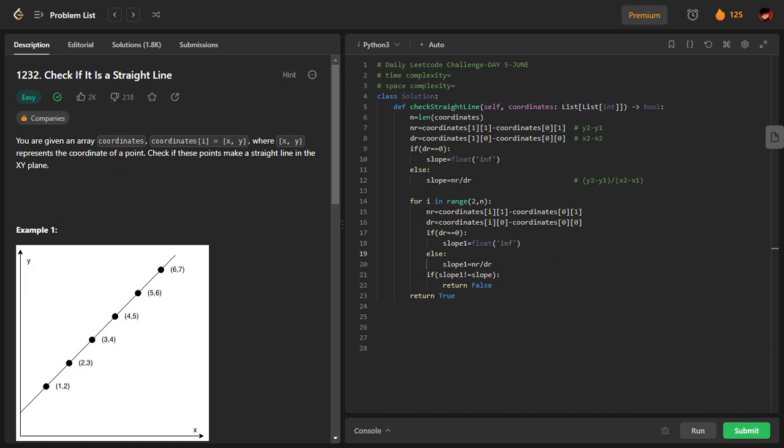In this particular question, we are going to use the concept of slope. What is the slope? Take 2 points. The first point will have x1 and y1 as its coordinates, and the second point will have x2 and y2 as its coordinates. We will try to find the slope. This is the formula for slope: y2 is the y coordinate of the second point, x2 is the x coordinate of the second point, and similarly y1 is the y coordinate of the first point, and so on.